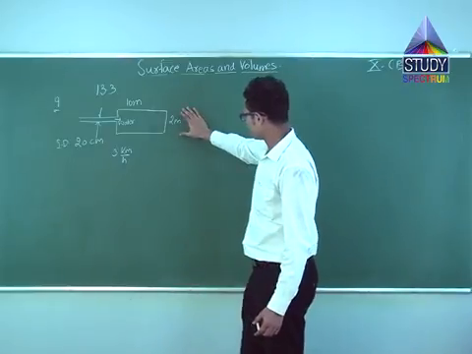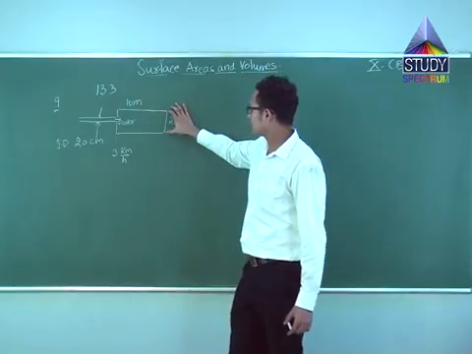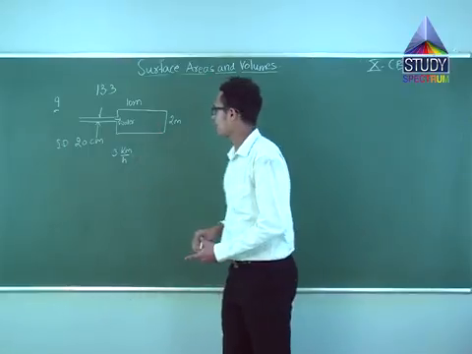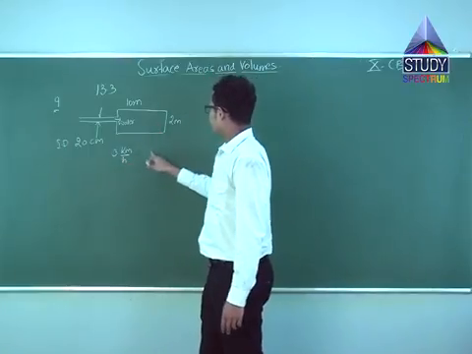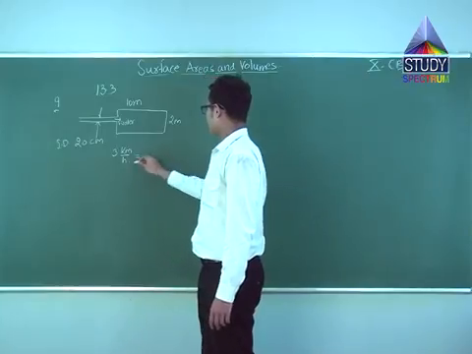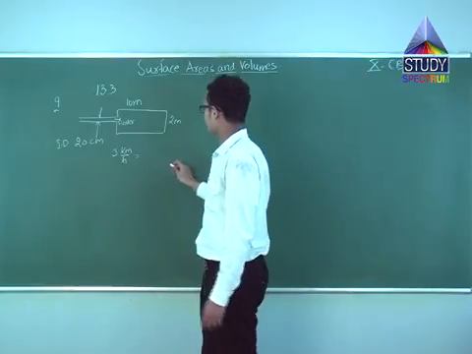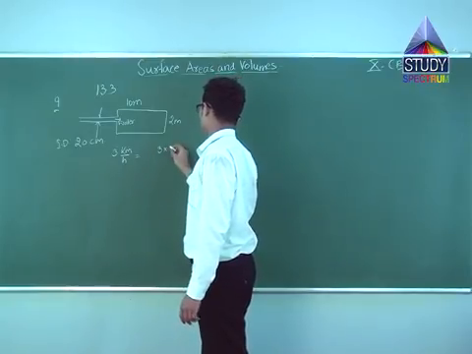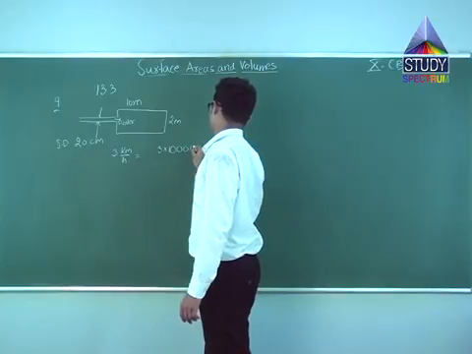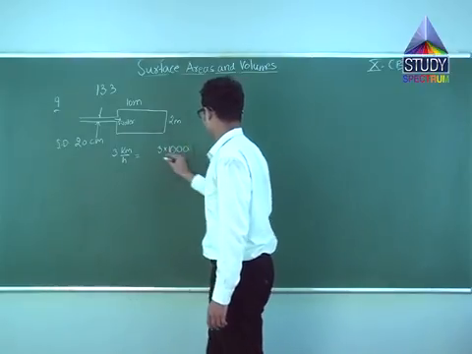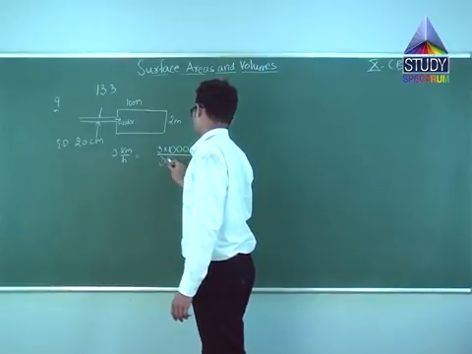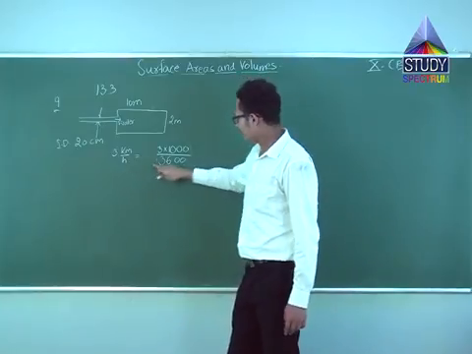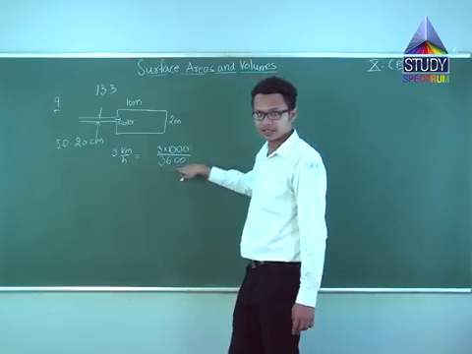Now since the depth and the width of the tank are in meters, I will try to convert all the dimensions in meters. So therefore, this is equal to, I'll convert this in terms of meters, 3 kilometers by 1000. So this is 3 into 1000 by 3600, because 1 hour is 3600 seconds.